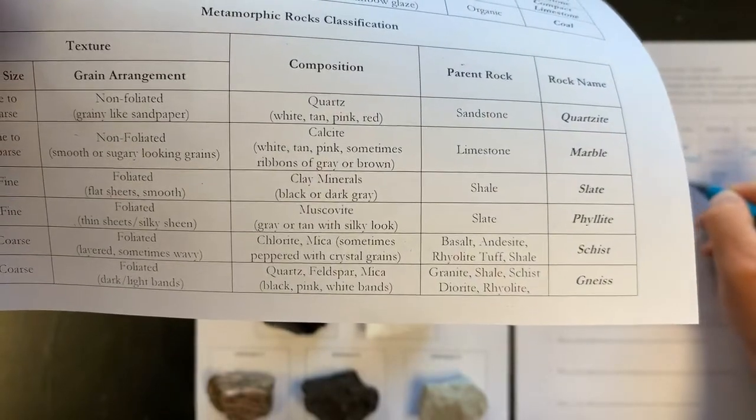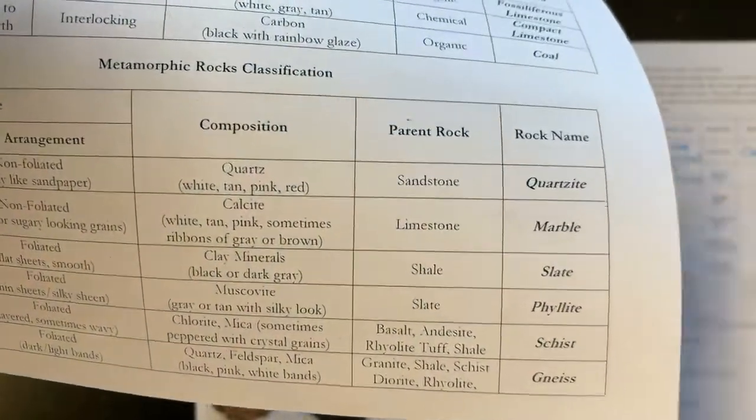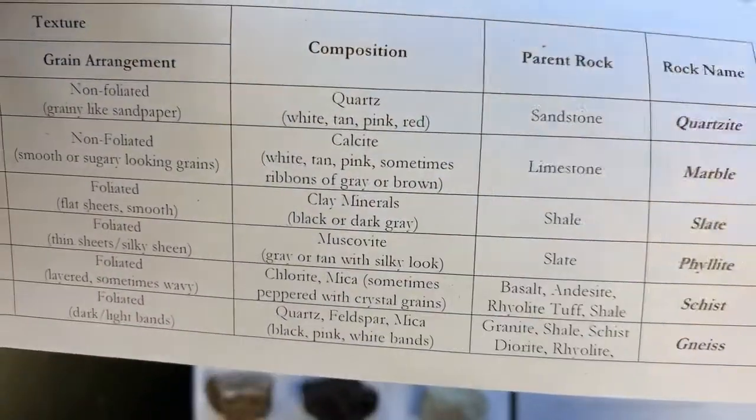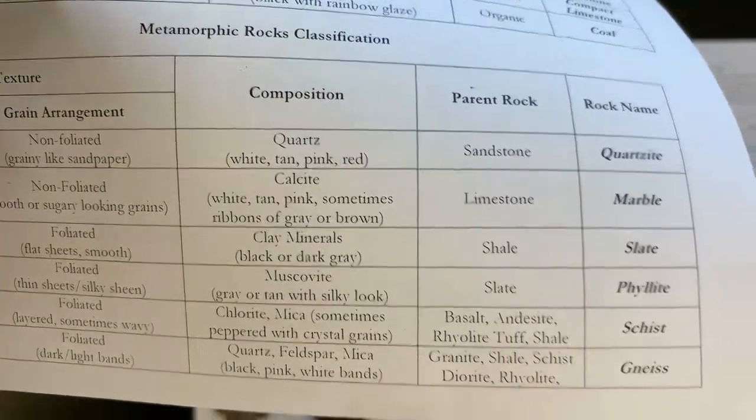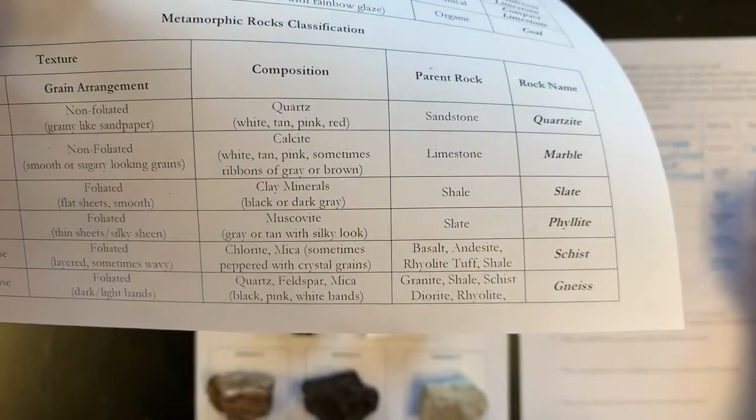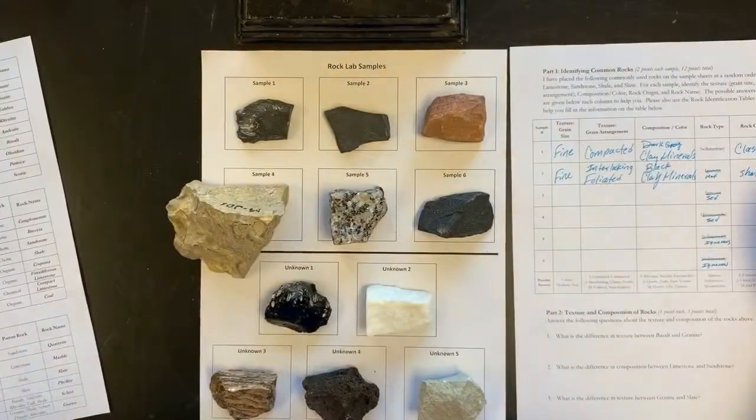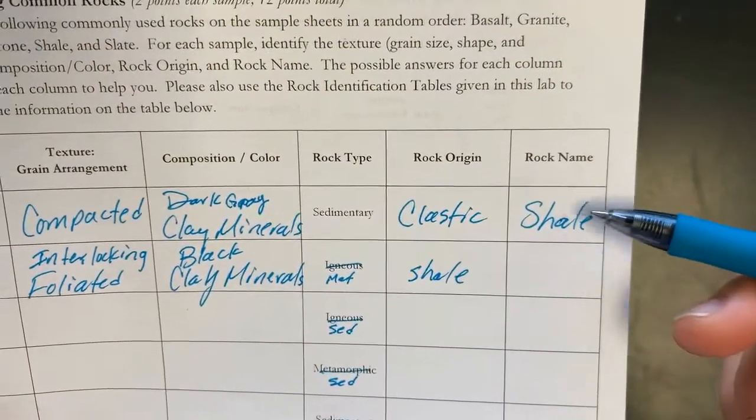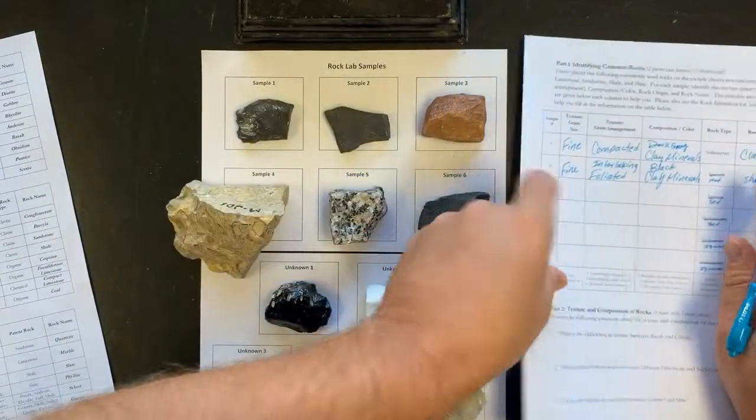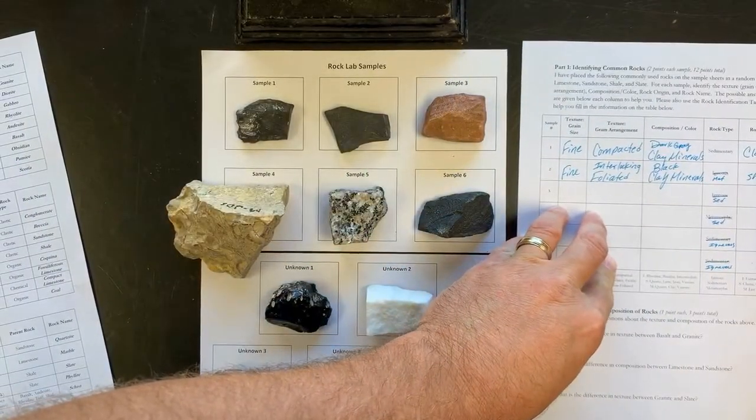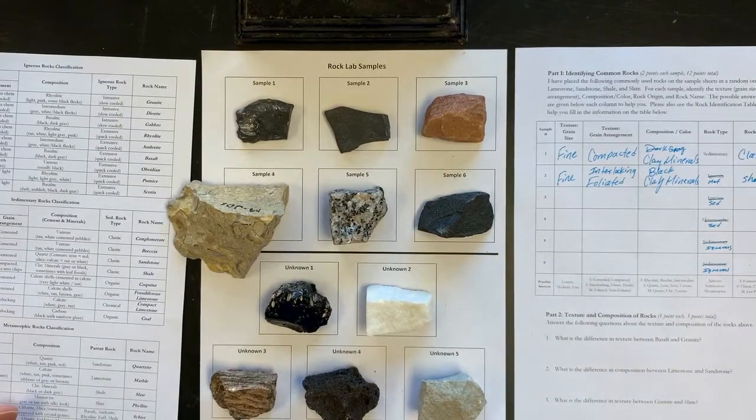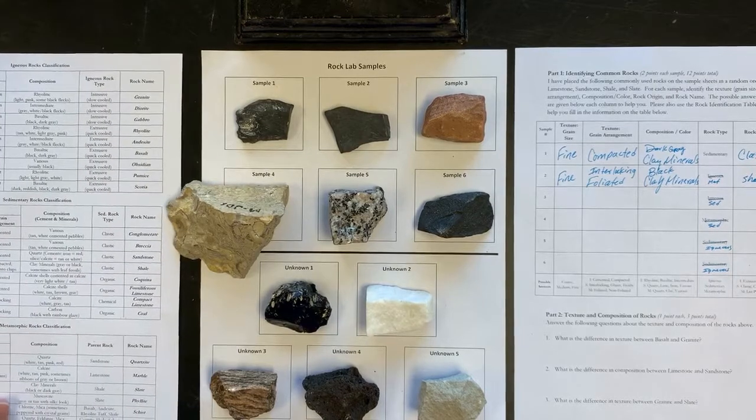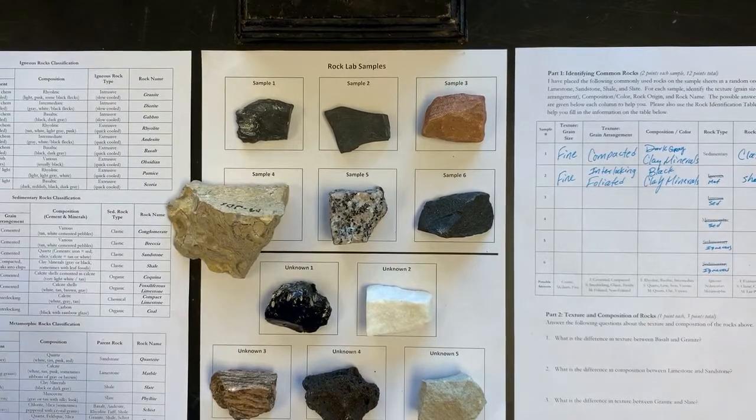And does this look familiar? The last rock was also clay minerals, and that one was shale. And note that the parent rock or the origin for this rock is also shale. So I'm going to go ahead and put shale right here. And the rock name then I'm going to write in slate. Okay, so the first one was shale, the second one here is slate. This is what blackboards are made of, slate. And sometimes floor tiles, maybe even shingles.